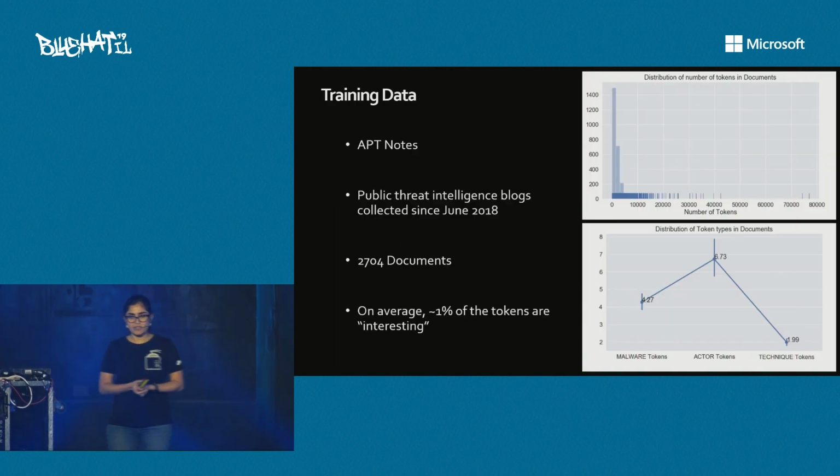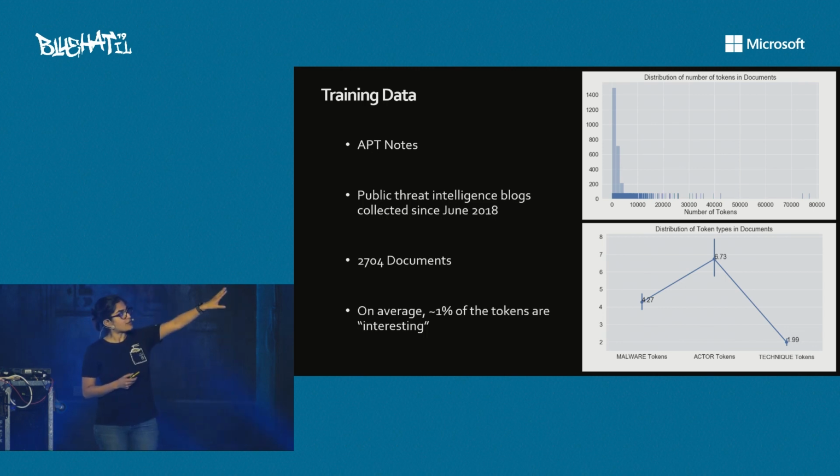For our training data, we used APT Notes, which is a publicly available GitHub repository that's maintained by security researchers. It has links to white papers going back way in the past, and it also has tools to download them, etc. So we used that, and we used publicly available TI blogs that were collected by our team since June 2018. In all, we got about 2,700 documents.